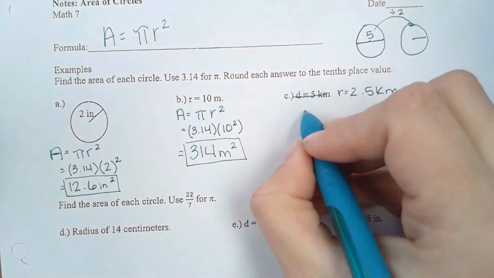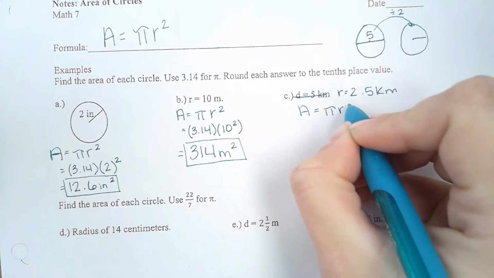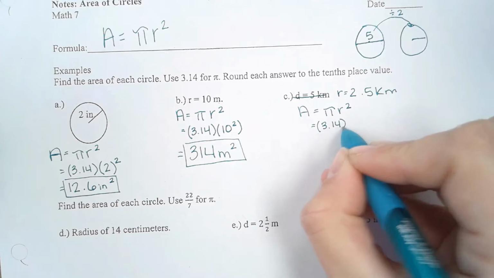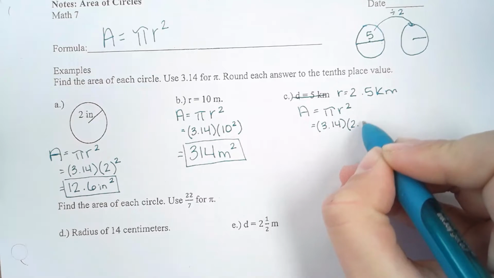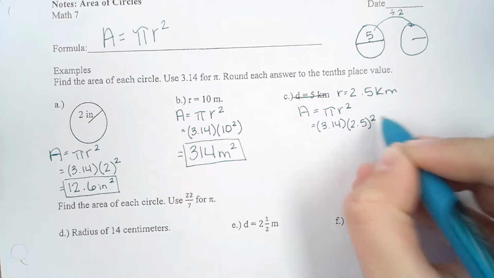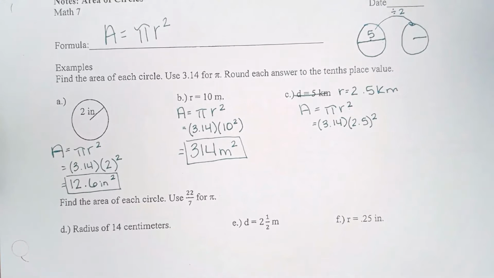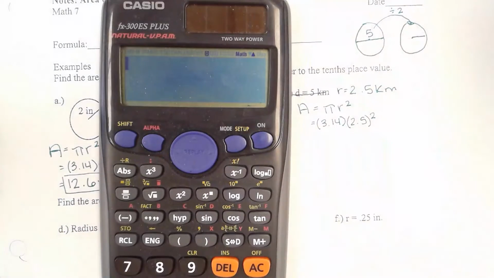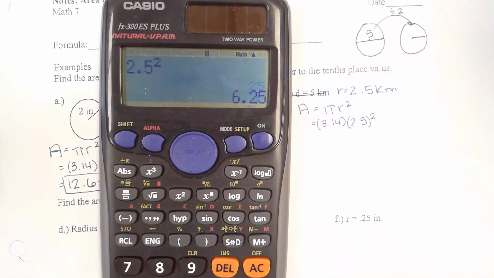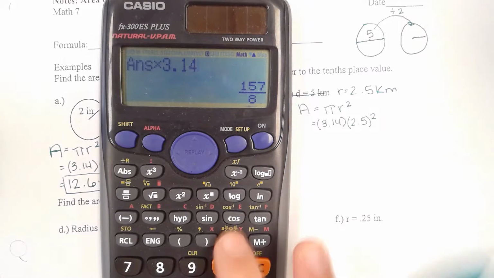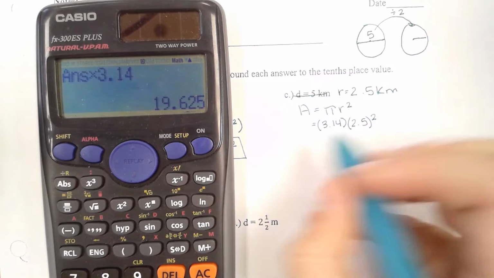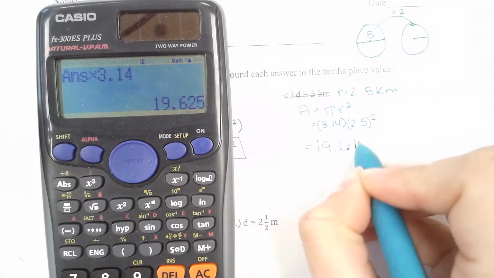Alright, so now that we have the radius, we can now start substituting numbers into our formula and solving. So pi is 3.14. Radius, we just found out to be 2.5. And then we are going to square that. Alright, so following PEMDAS rules, we need to do 2.5 squared first. And that is 6.25, and then you just multiply that times the 3.14, and rounding this to the nearest tenth place would give us 19.6 kilometers squared.